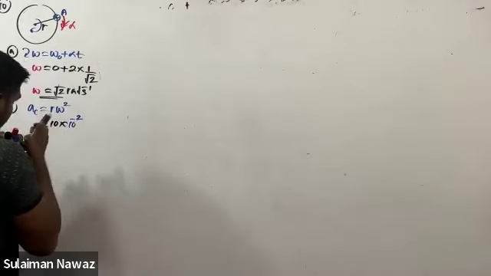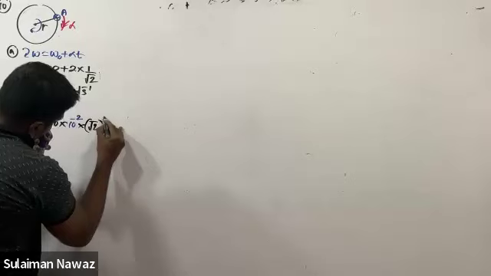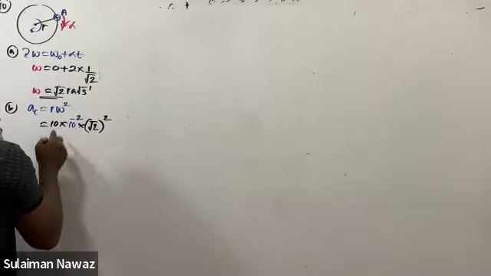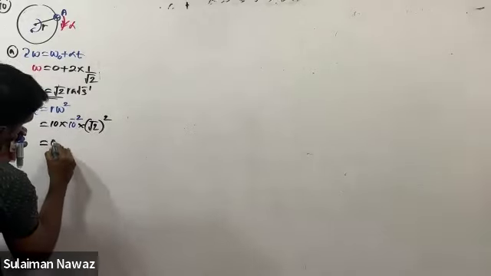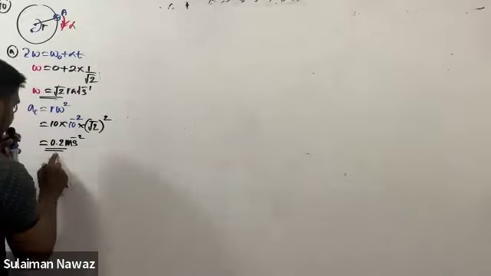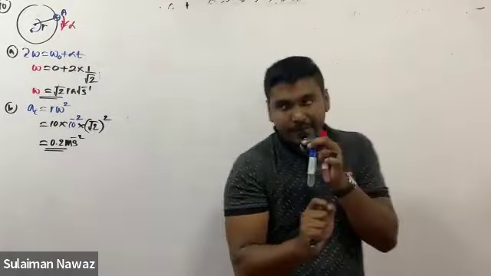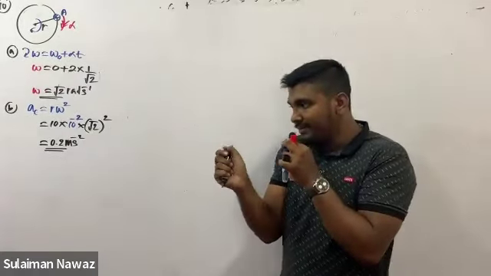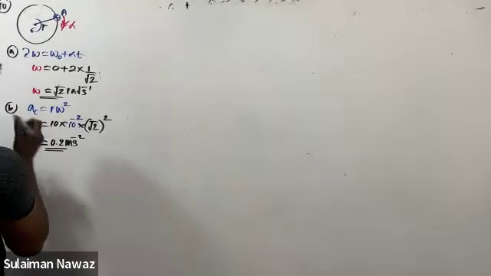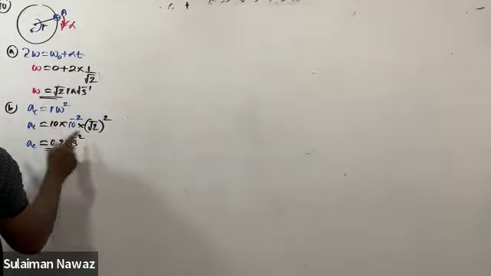Angular velocity omega is root 2 squared. Then root 2 square means 2, so it is 0.2 m/s². If I ask you what is the direction of centripetal acceleration, keep in mind the direction of centripetal acceleration will always be toward the center. That part you should have an idea. This story is okay. Am I correct?